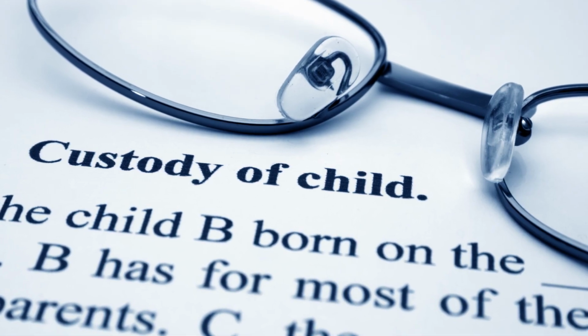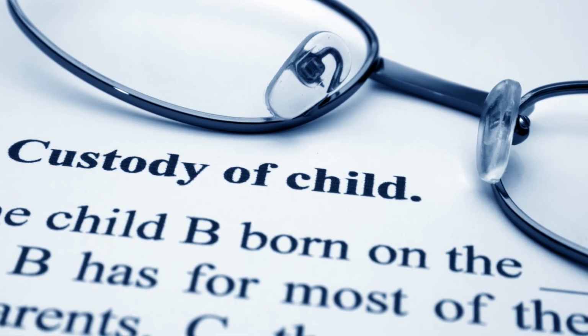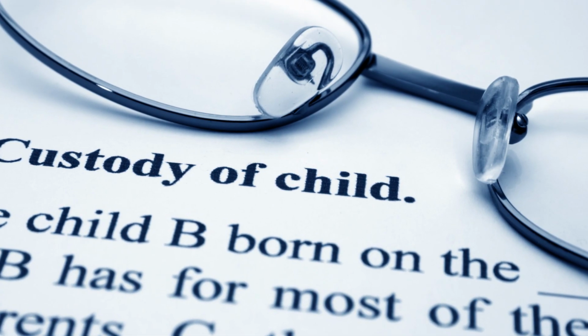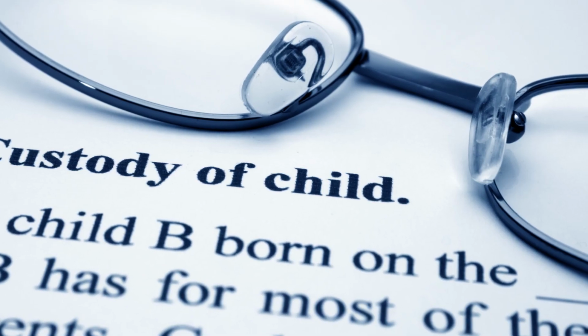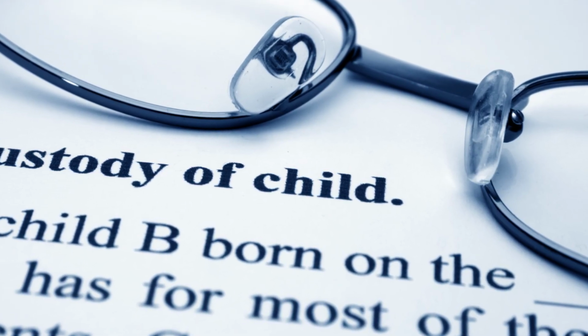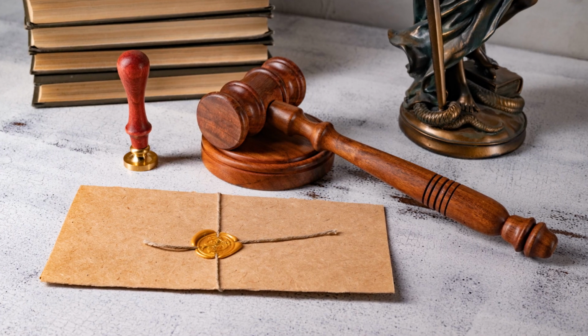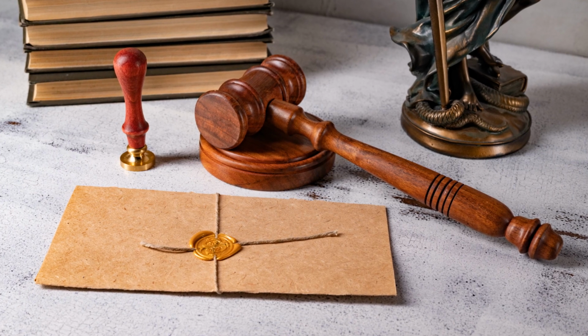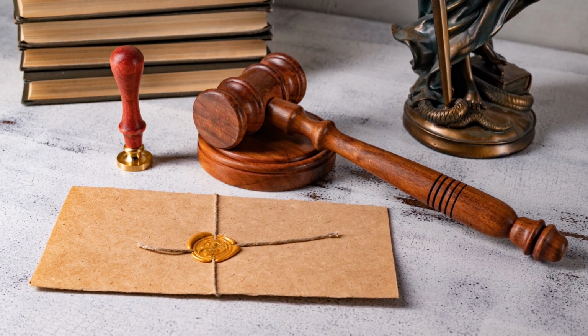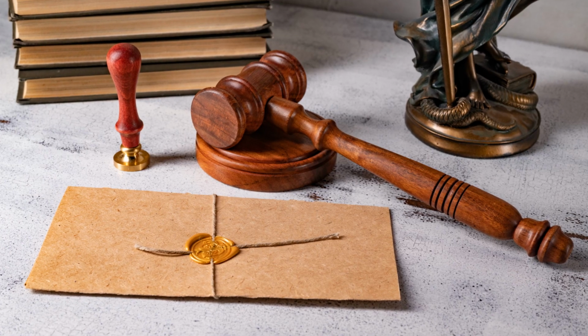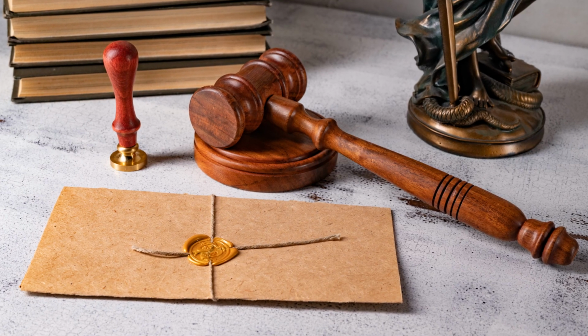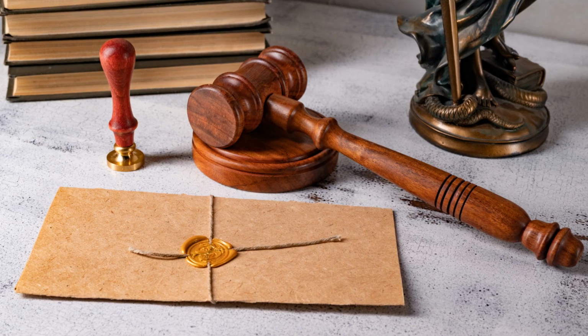Form 3. Parenting plan, if you have children. This covers custody and visitation schedule, holiday and vacation arrangements, decision-making authority, communication between parents. Form 4. Marital settlement agreement. This is your divorce agreement covering property division, debt division, spousal maintenance, if applicable, any other agreements.